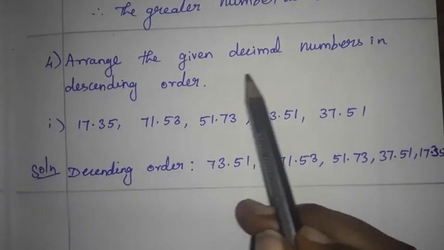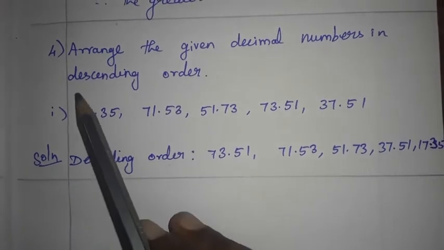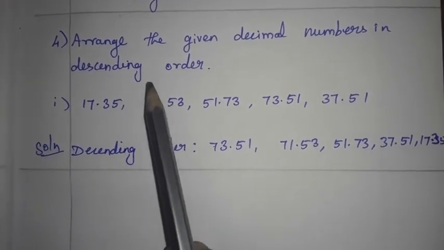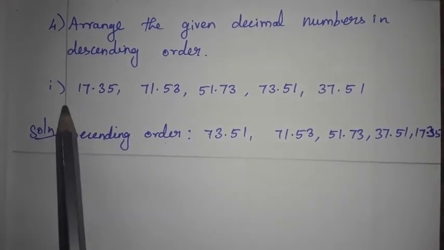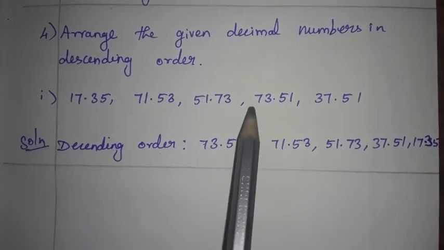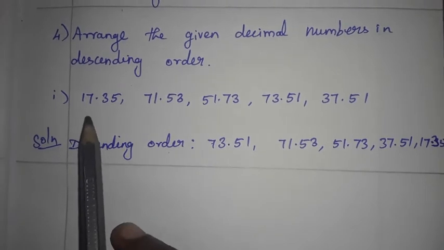Fourth sum, arrange the decimal numbers in descending order. Descending order means you have to arrange the given numbers from big to small. So, we have to find out which is the bigger number. For that, we compare the whole part of the numbers.